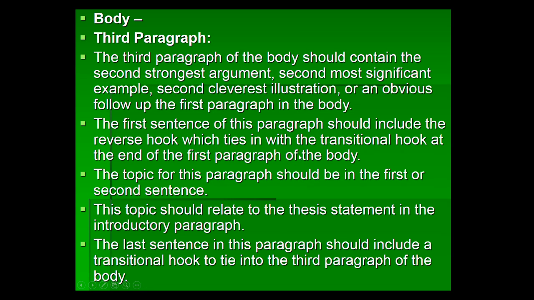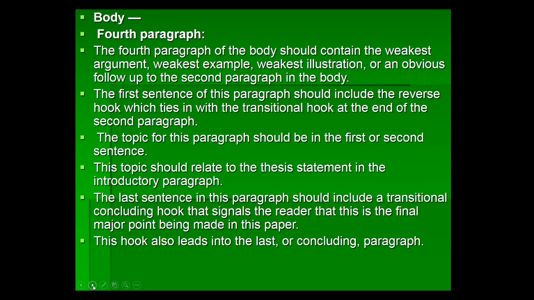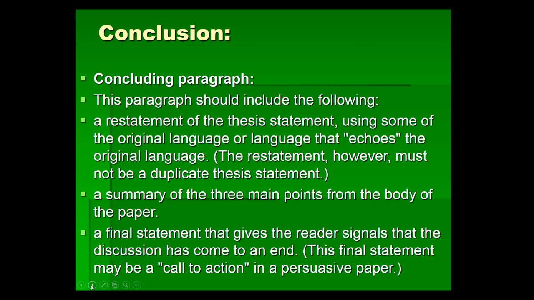Now, your third paragraph should contain the second strongest argument. It has a hook. It ties into the first topic that you were talking about as well as your thesis, and your last sentence in this paragraph should transition into your last body paragraph, so the fourth paragraph of your 5-paragraph essay. We'll call this the weakest argument, but I don't think any of you will have weak arguments. It's just your last point, okay? And it should include the reverse hook, which ties in with the transitional hook at the second paragraph. So again, you're just relating everything back to your thesis and to the paragraph before it. And then the last sentence in that paragraph should include a transitional concluding hook that signals the reader that this is the final major point in that paper, okay? This hook also leads into the last or concluding paragraph, which we've already talked about a little bit, but here it is again.